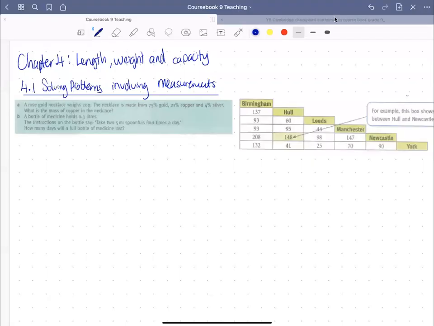All right, so we're looking at chapter 4, which is about length, weight, and capacity. So for 4.1, it's all about solving problems that involve measurement. So here we need to identify what do we use to find out the length, what we use to find out the weight, and what is capacity.